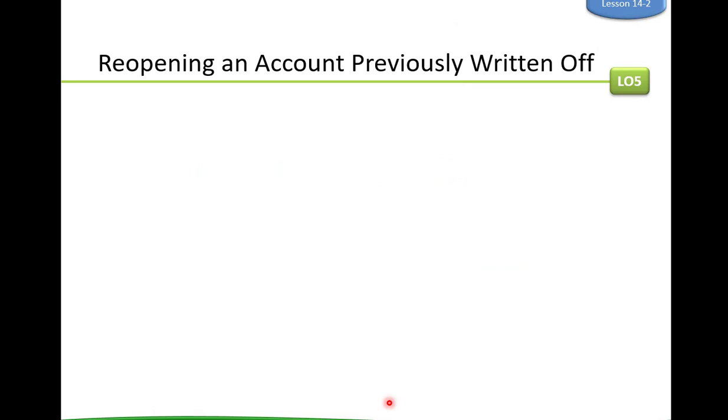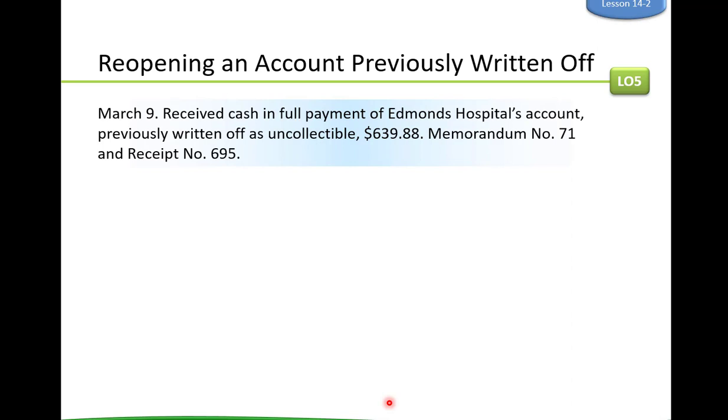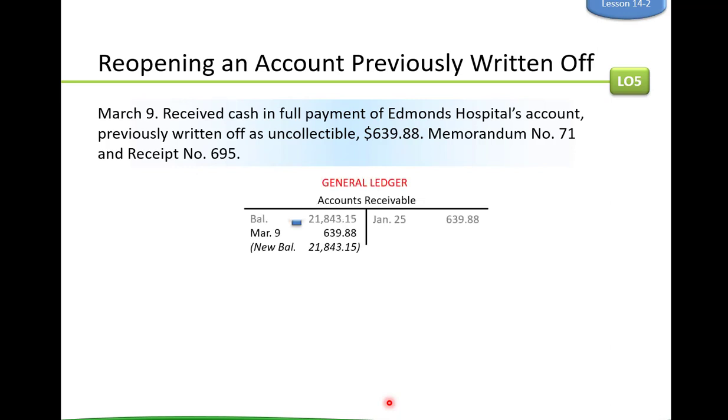So what happens if we need to reopen an account that was previously written off? So we previously just wrote off Edmonds Hospital. We said they're not going to pay us. We're going to write off the debt. So they have now sent us a check.